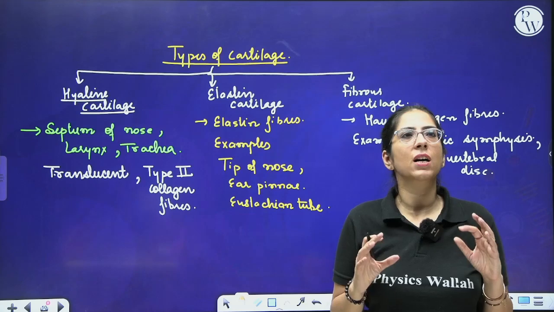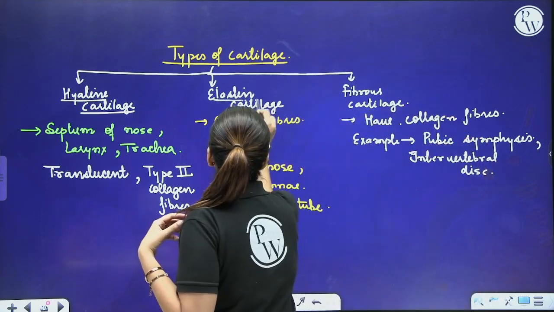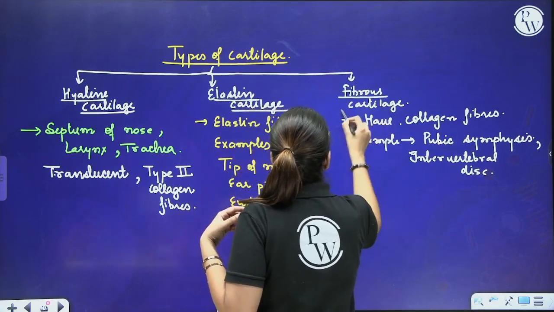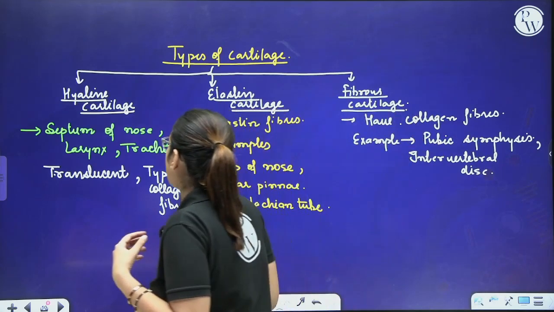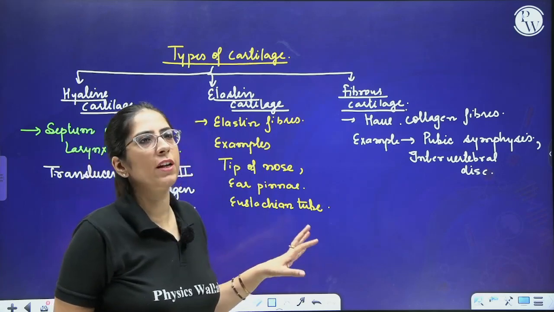So, this is a fibrous cartilage, the elastin cartilage, and the first one, what is that? That's a hyaline cartilage. Clear? So, these are some examples. Where are you going to find them?